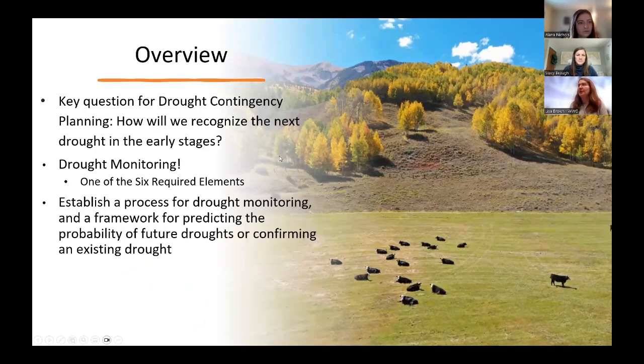Okay. So as Carrie mentioned, one of the key questions for our drought contingency planning is how will we recognize the next drought in the early stages? So this process that we're talking about now is one of the ways that we can answer that question with drought monitoring. And this is one of the 6 required elements for the DCP. So basically, we're going to be talking about how we can establish a process for drought monitoring and a framework for predicting the probability of future droughts or confirming the existence of a drought. And that's the language that we got straight from Reclamation. So this is how we are going to go about making that happen.